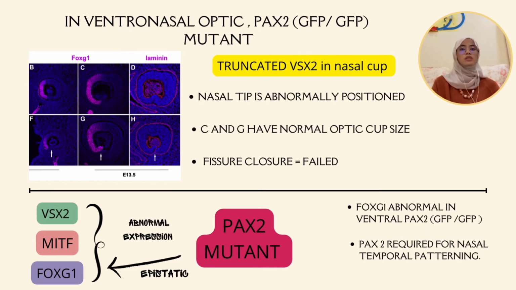For instance, the nasal tip could possibly be abnormally positioned. In the diagram E13.5, as you can see in diagrams C and G, it has a normal optic cup size, but the fissure closure is a failure. So now you know that VSX2, MITF, and FOXG1 basically are important elements that control the PAX2.